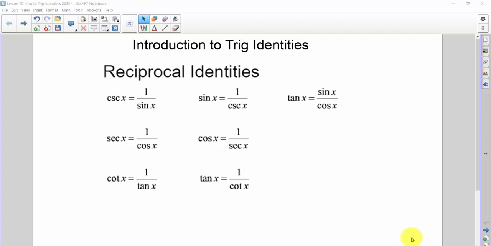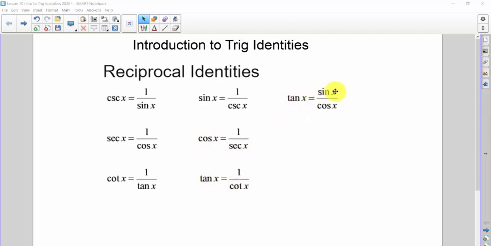Today we're going to discuss trig identities. Some of these identities we've already talked about. We know them so far as the six trig functions: sine, cosine, tangent, cosecant, secant, cotangent. And the relationship between them are reciprocals, as stated in the slide. We know that the reciprocal of sine is cosecant, the reciprocal of cosine is secant, and the reciprocal of tangent is cotangent. So likewise, we could say the reciprocal of cosecant is sine, the reciprocal of secant is cosine, and the reciprocal of cotangent is tangent.